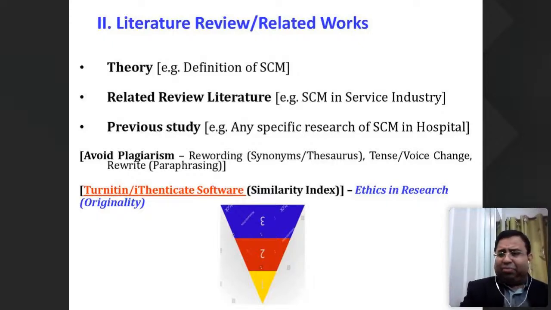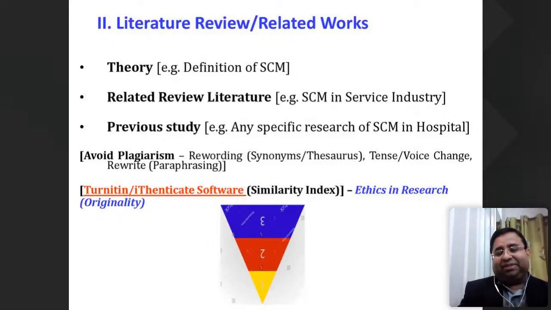If you have space, then maybe two paragraphs. It depends. You have to check how you can design this. Secondly, the related review literature. As I said earlier, your target point is supply chain management in the hospital, and the hospital represents one service industry. So now you can discuss supply chain management in the service industry.